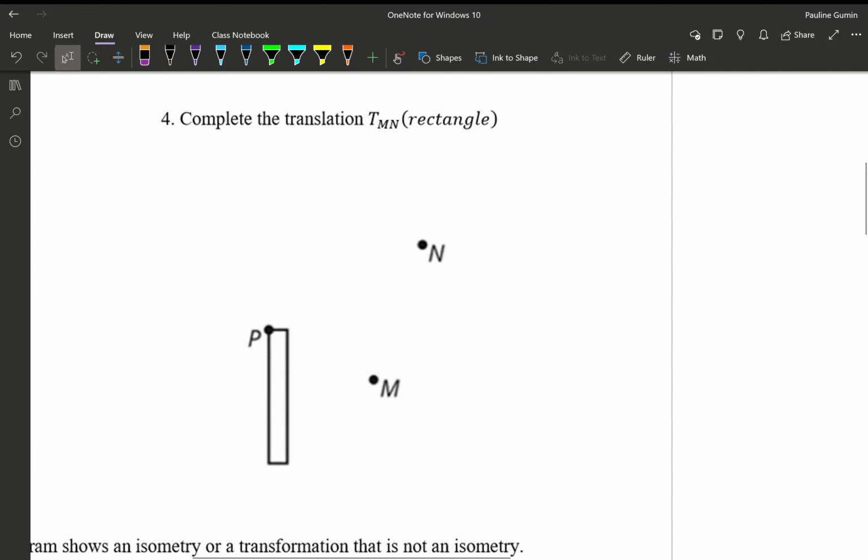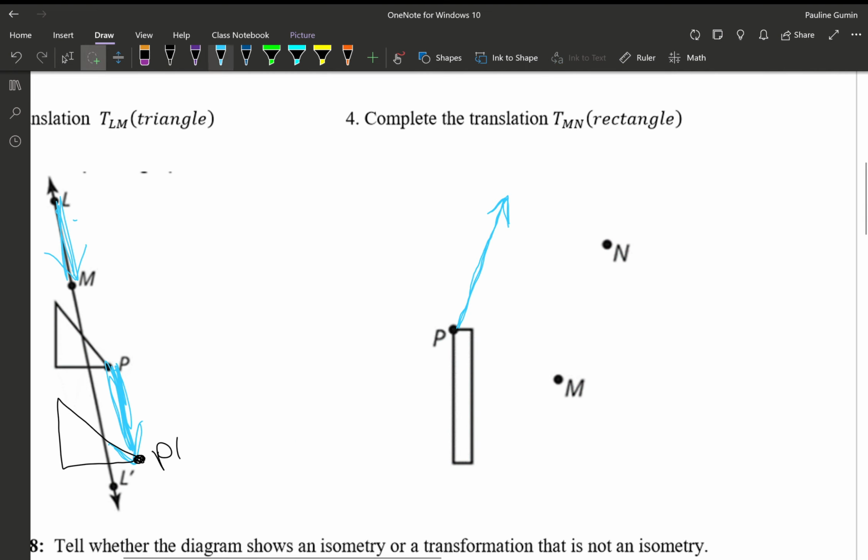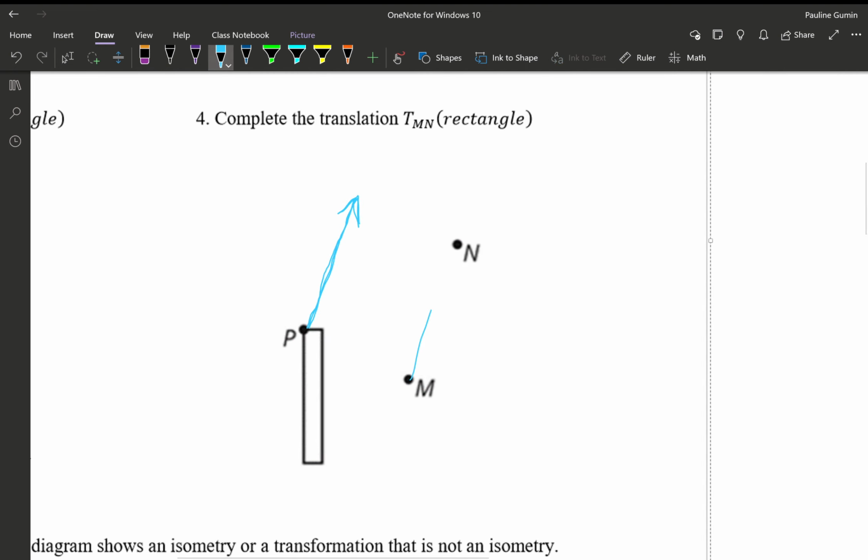Number 4, complete the translation T_MN, rectangle. So we're going to move the rectangle, the distance of MN, in the direction of MN. So there's the distance and direction. Plop it onto point P. I'll redraw it here for consistency's sake. I'll put a little point, call it P prime, and I'm going to do my best to recreate this rectangle.